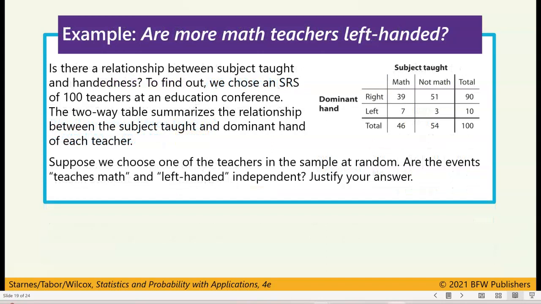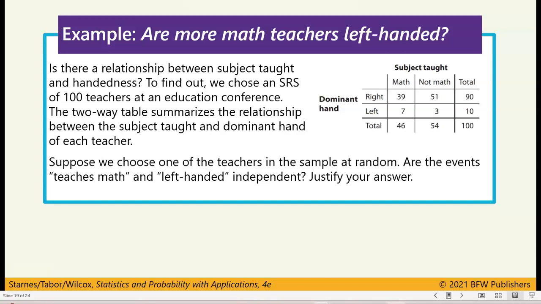So we can look at the table and check those relationships there. Is there a relationship between subject taught and handedness? To find out, we chose a simple random sample of 100 teachers at a conference. And here are the relationships. Are the events teaches math and left-handed independent? So let's just kind of figure this out.